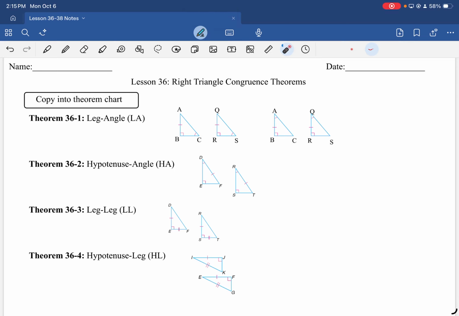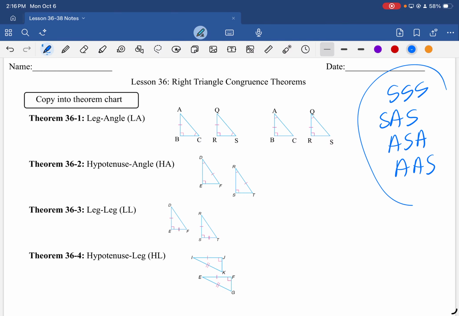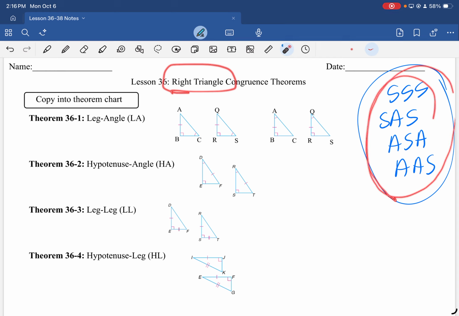Okay, this is lesson 36, right triangle congruence theorem. So you know so far we have already learned side, side, side, side, angle, side, side, angle, side, angle, angle, side, right? These are all the triangle congruences that we've talked about so far. Well, the one that we're going to learn today is specific to right triangles. These were any triangles, okay? So that's what we're learning today.